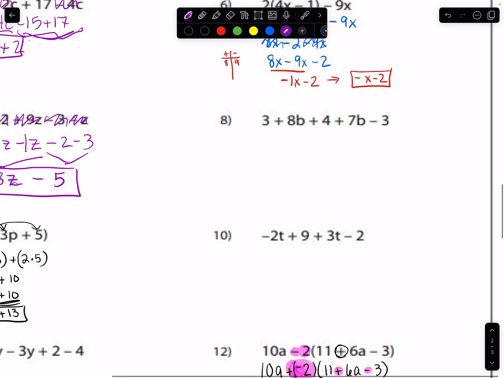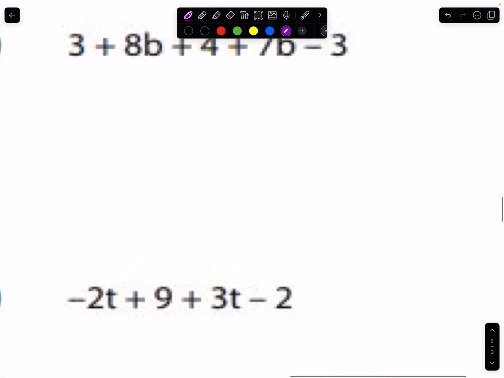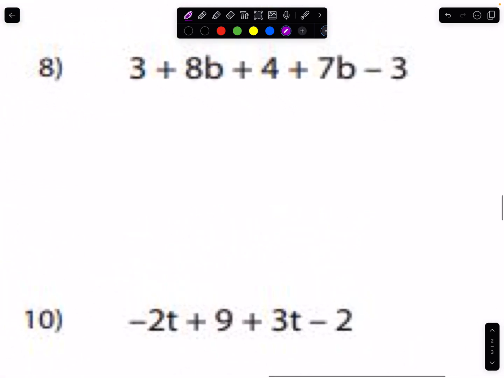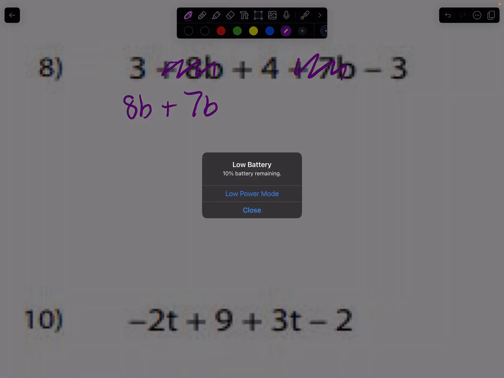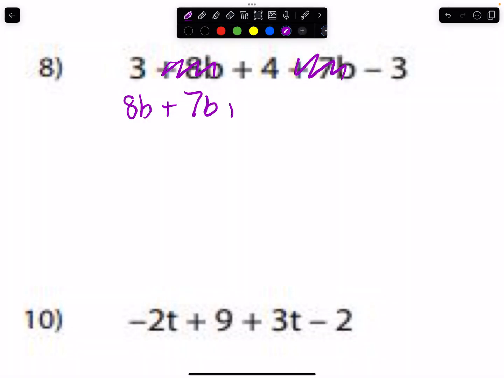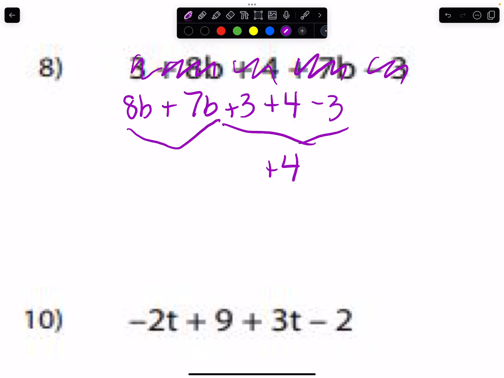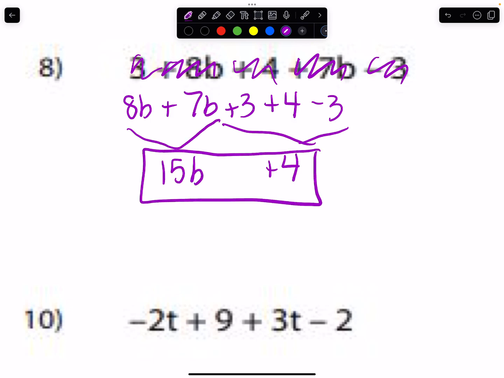Okay, we're going to go to 8 and 10. 8, we're going to write them in order. 8b plus 7b plus 3 plus 4 minus 3. Combine these, you get plus 4. Combine these, you get 15b. Final answer. This is a B.